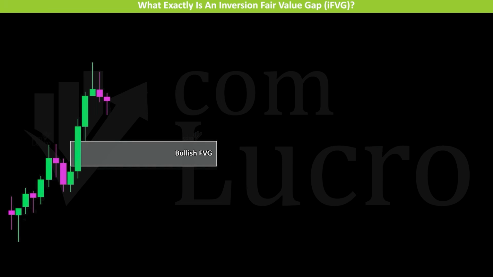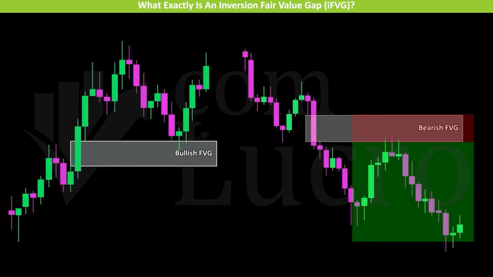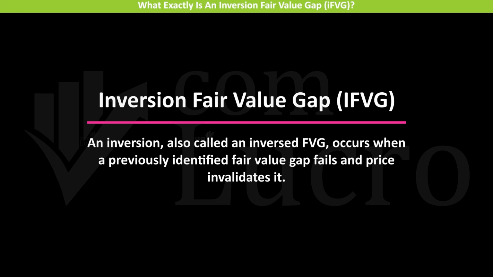The psychology behind a bullish fair value gap reflects a buy-side imbalance, where buying pressure clearly dominates selling pressure and creates that inefficiency in price. When marking this manually on your chart, traders often highlight this area as a potential demand zone to look for long opportunities. The same logic applies in the bearish case. When price revisits a bearish fair value gap, traders anticipate a reaction and manually treat that area as a supply zone. So what exactly is an inversion fair value gap?